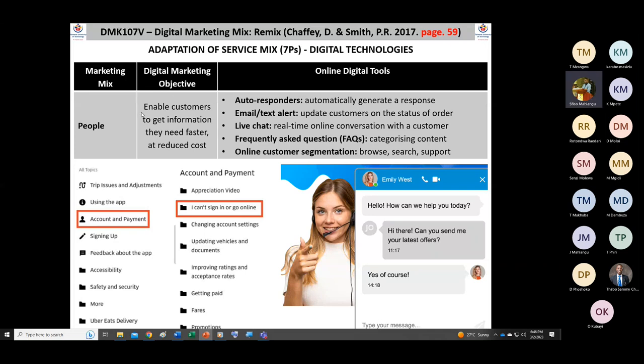A common mistake that we usually find in the assessment is students indicating a telephone number. Just take into account the telephone number is not a digital or online tool. It's still traditional. So at the back of our heads, every time we do a digital marketing plan, we always think everything must be online, nothing that is traditional, because that's a common mistake. So for the people element, telephone number does not apply.